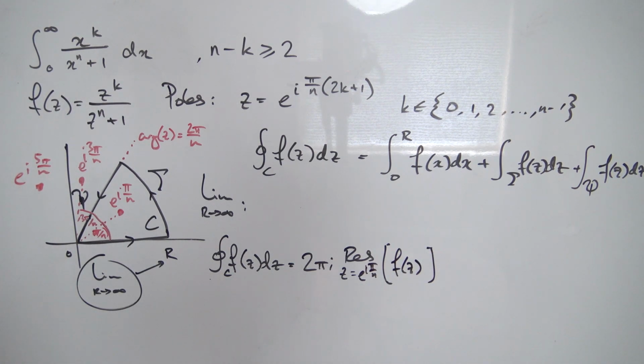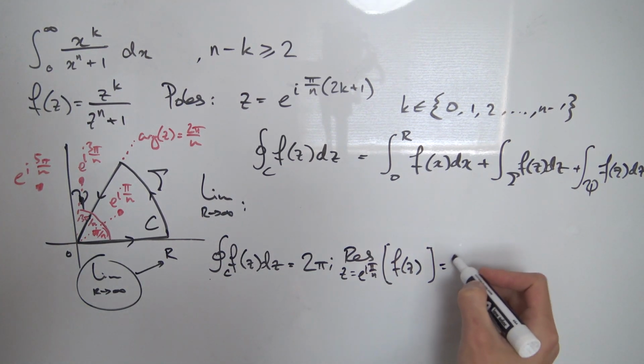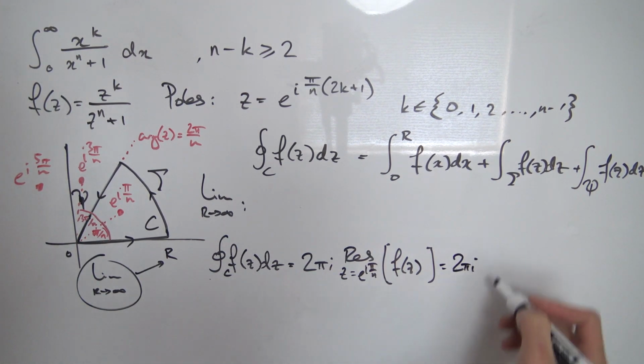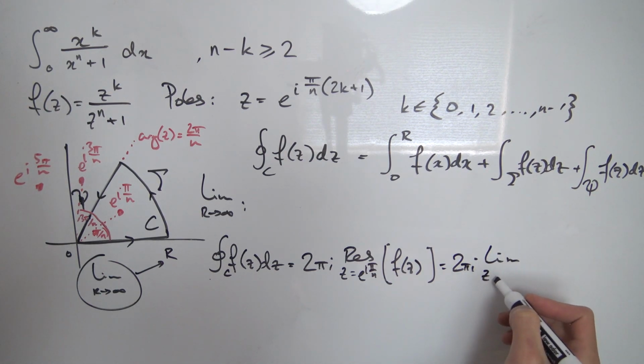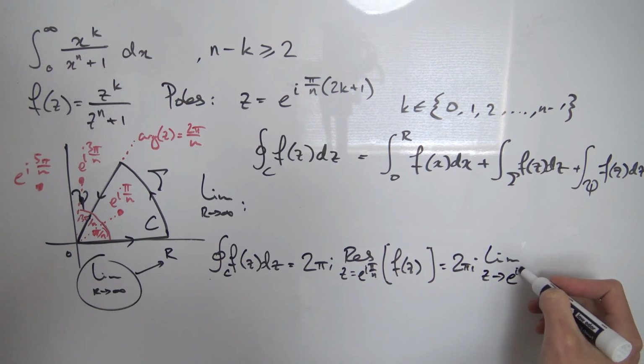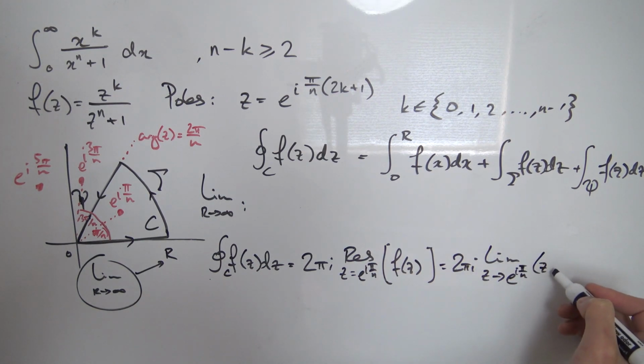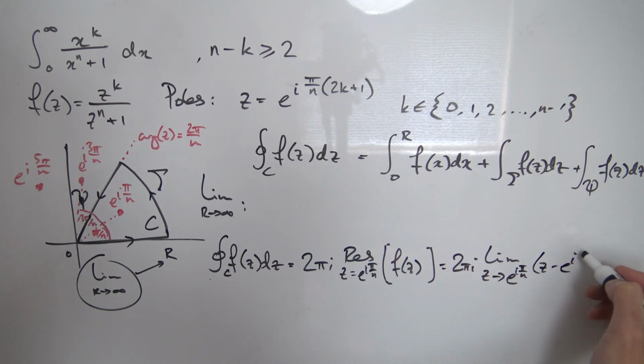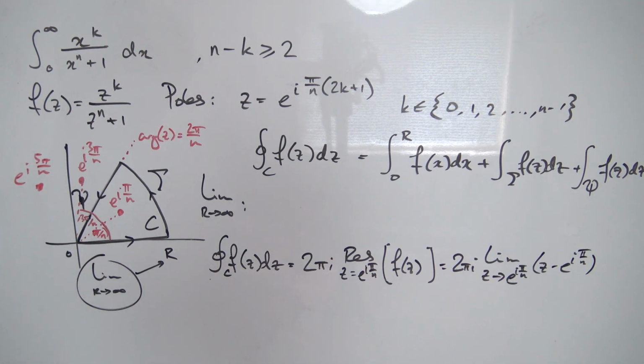And what exactly is the residue of this thing? Well, notice this is a first order pole, so we can just use the definition of the residue. So we still have our 2 pi i, and then the definition in terms of the limit, we can write it as the limit as z approaches this pole. So we have e to the i pi over n, and then we have z minus the pole, so z minus e to the i pi over n, times our function f of z.